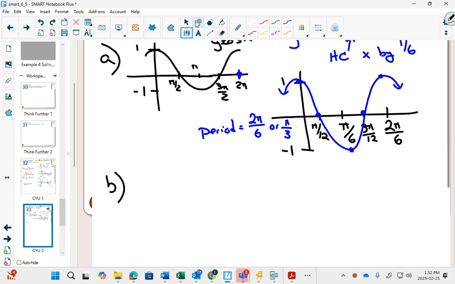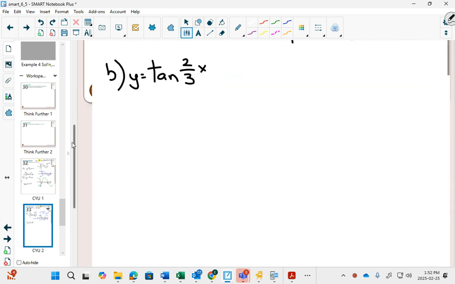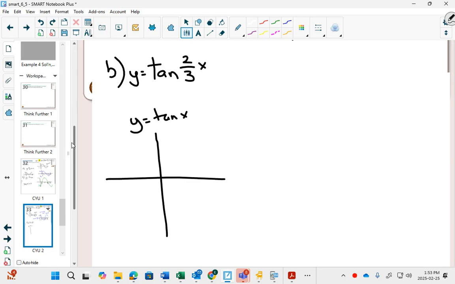In B, we have y equals tan of 2 pi over 3 x. So again, off to the side, I'm going to just quickly graph a little bit of tan of x. Tan of x has asymptotes at pi over 2, and going backwards would be negative pi over 2. Maybe I'll add one more.